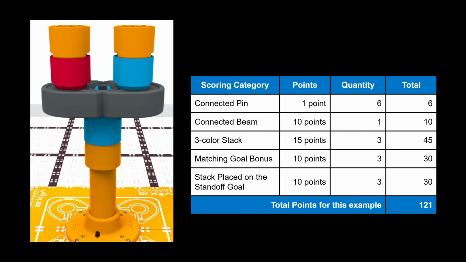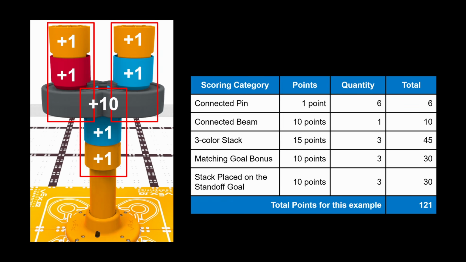Take a look at this one. This is worth 121 points. So going through this real quick, there are 6 connected pins. There is one 10-point connected beam. There are 3-color stacks, so each of those is a 3-color stack. They all get the matching goal bonus because they're actually connected to a beam. So remember, any stack connected to a beam gets your matching goal bonus.